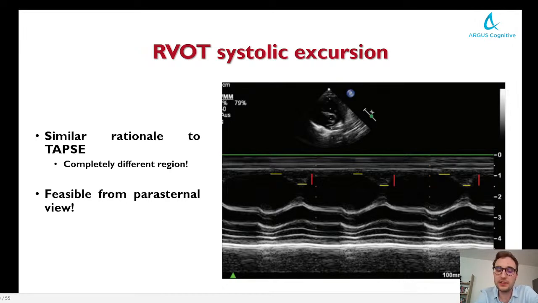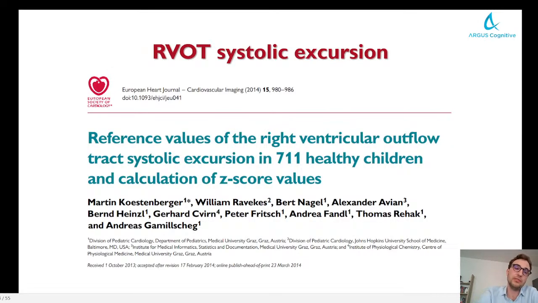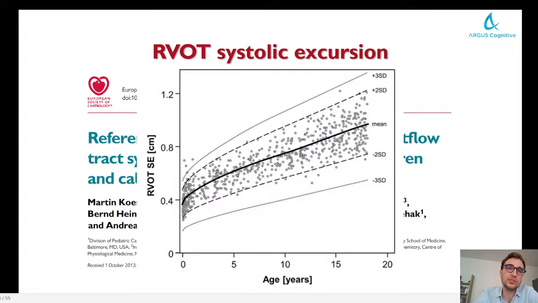Of course, in very young patients, in patients with a much smaller body size, sometimes only the parasternal or apical views are feasible, and in those patients we can also measure this parameter, which may be useful sometimes. We also have reference values for that, and not surprisingly, it shows quite similar changes to TAPSE. So in the very first weeks and months of life, it increases markedly, and it shows an increase throughout the entire childhood.